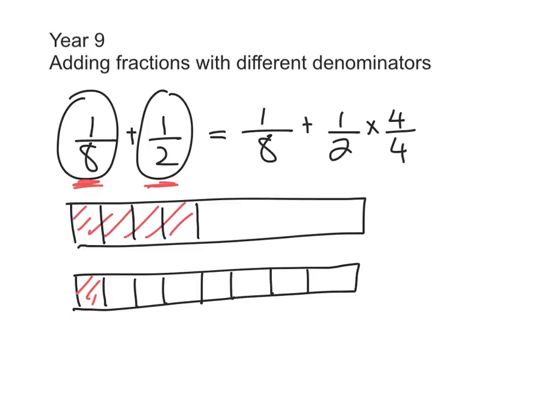So what do I get here? Well, I get 1/8 plus 4/8, and that equals 5/8. So let's take a look at 5/8 and see if that's a good final answer. We need to check if there are any common factors that I can simplify, and there aren't. So 5/8 is the end of that problem. Let's look at a couple more now on the next slide.